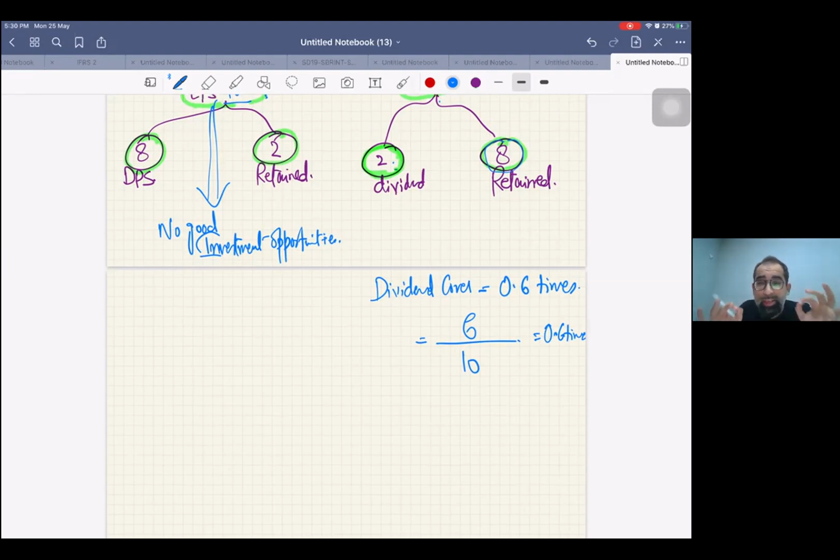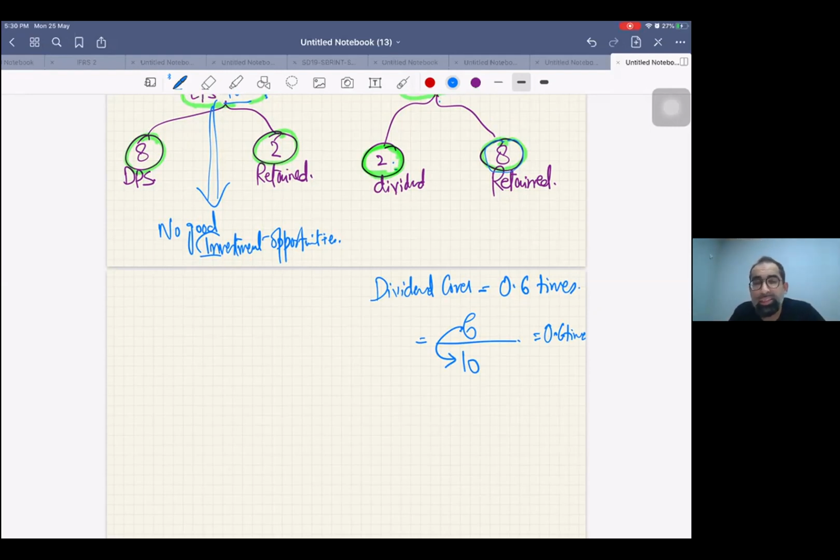So, final words: if dividend cover is less than 1 times, it means you are paying more dividend than your earnings. You are paying more than what you have earned. That means you are distributing your old retained earnings. These dividends do not belong to the current year's earnings, because in the current year you earned $6 and you are paying $10. Does it make sense?